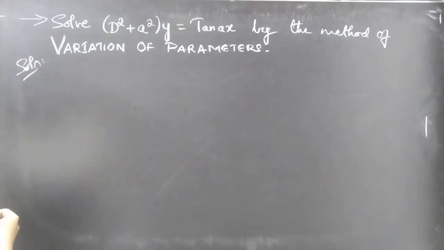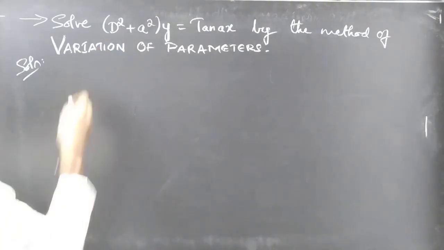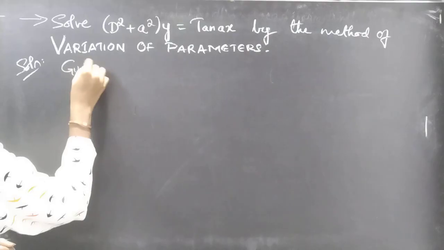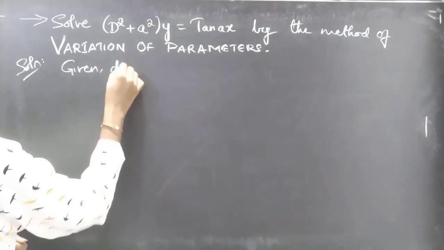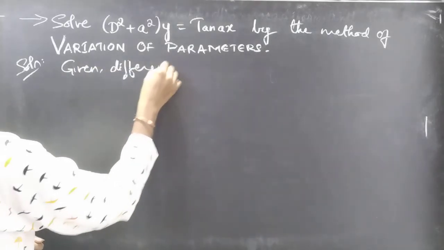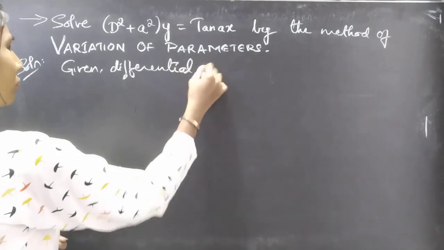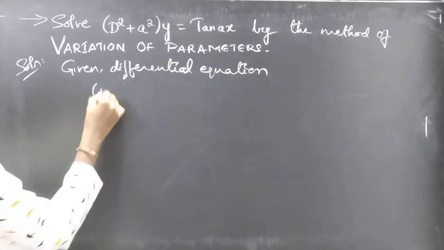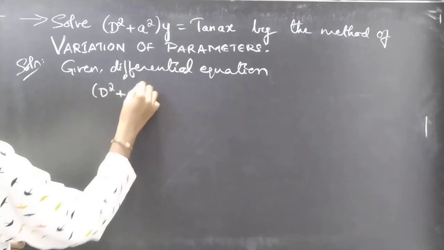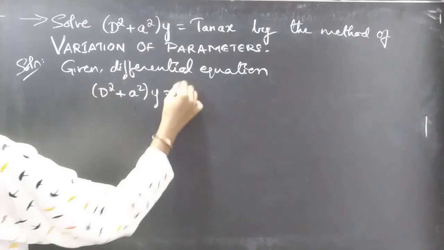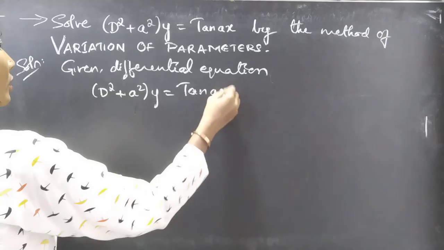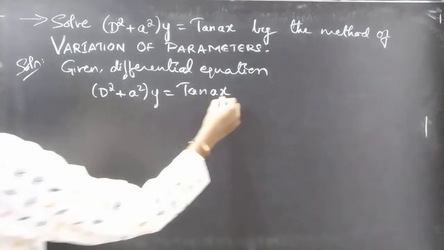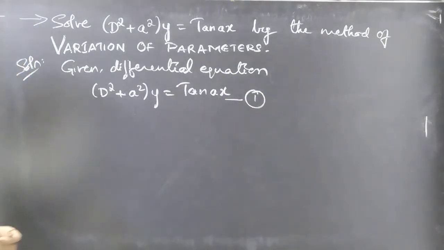So we are given a differential equation of order 2, right? Given differential equation (D² + a²)y = tan ax. Consider it as equation number 1.